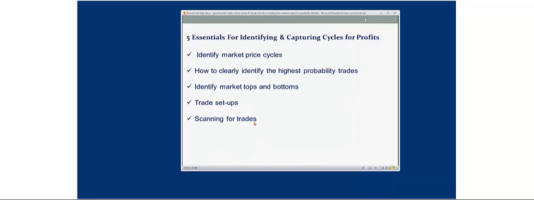So what I'm going to go over here today is how to identify market cycles, how to clearly identify the highest probability trades, and identify market tops and bottoms. We're going to go over trade setups and scanning for trades.